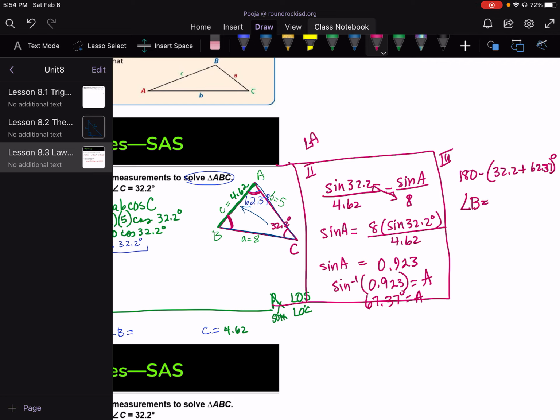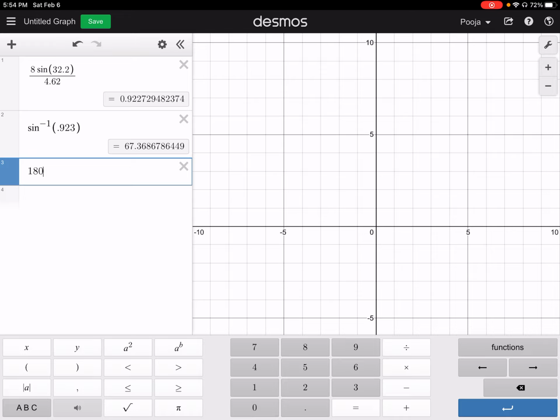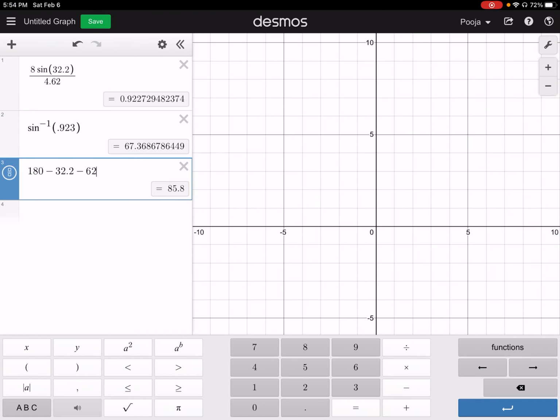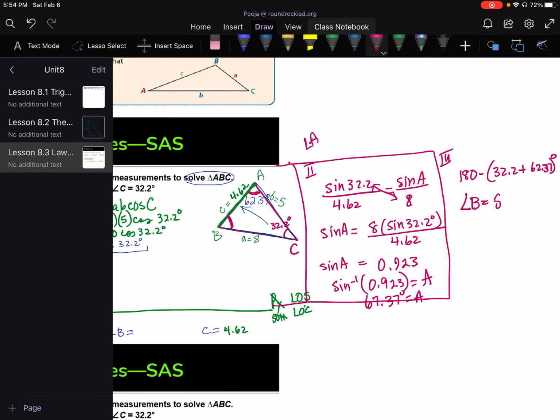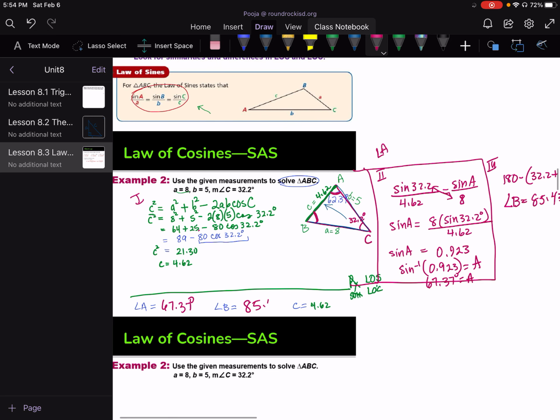I think that's what I'm missing. So 180 minus those two. 32.2 minus 62.37. There we go. The remaining angle should be 85.43. 85.43 degrees, and I did make sure my calculator was in degrees. 85.43. And I have solved the entire triangle.